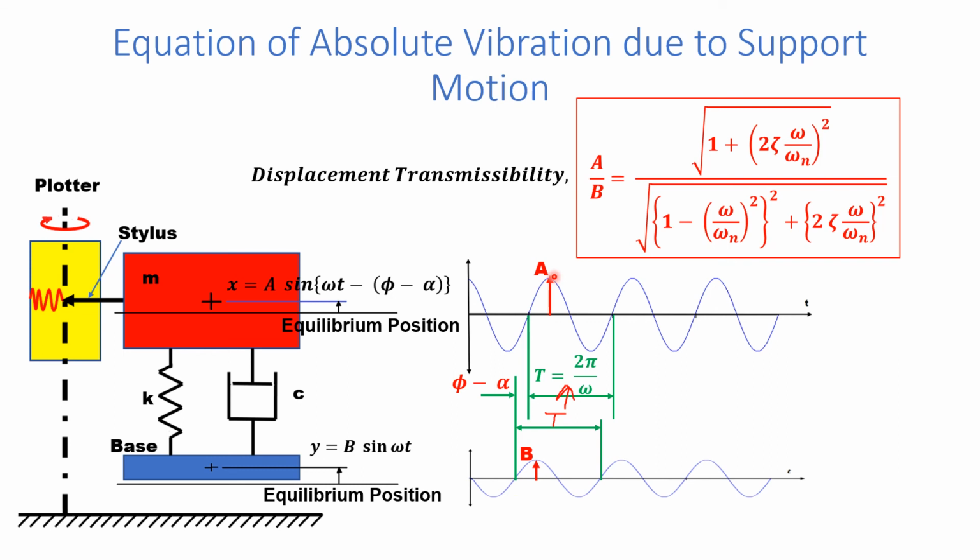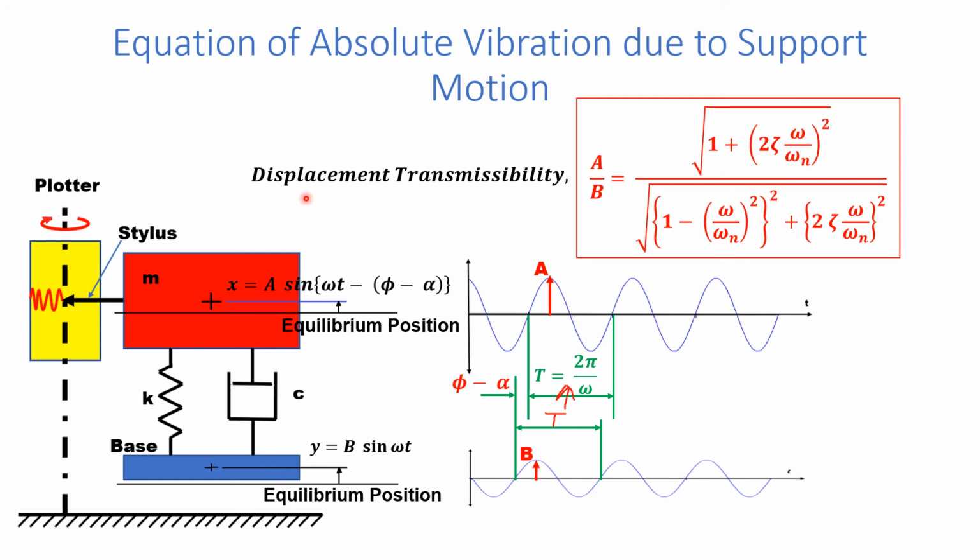Similarly, in the second type of problem, let mass M be an instrument and the base is vibrating. We want to isolate this instrument from the base with the help of a stiffness element and damping element. Then we again want to control A; the absolute amplitude of the mass should be very less with respect to B. Means we want to isolate the vibrations from the base to the mass.